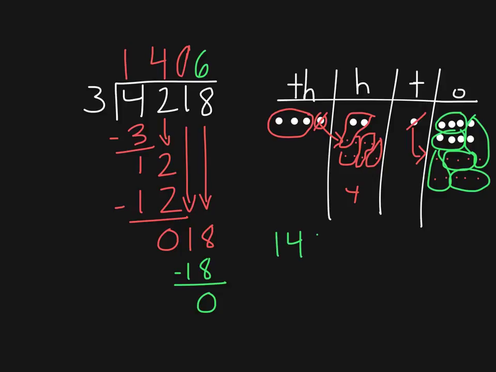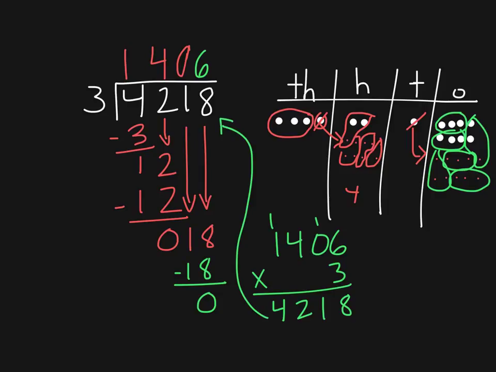I can also multiply to check my work. 3 times 6 is 18, 3 times 0 is 0, plus 1 is 1, 3 times 4 is 12, 3 times 1 is 3, plus 1 is 4, and that gets me back to my original dividend, so I know I divided correctly.